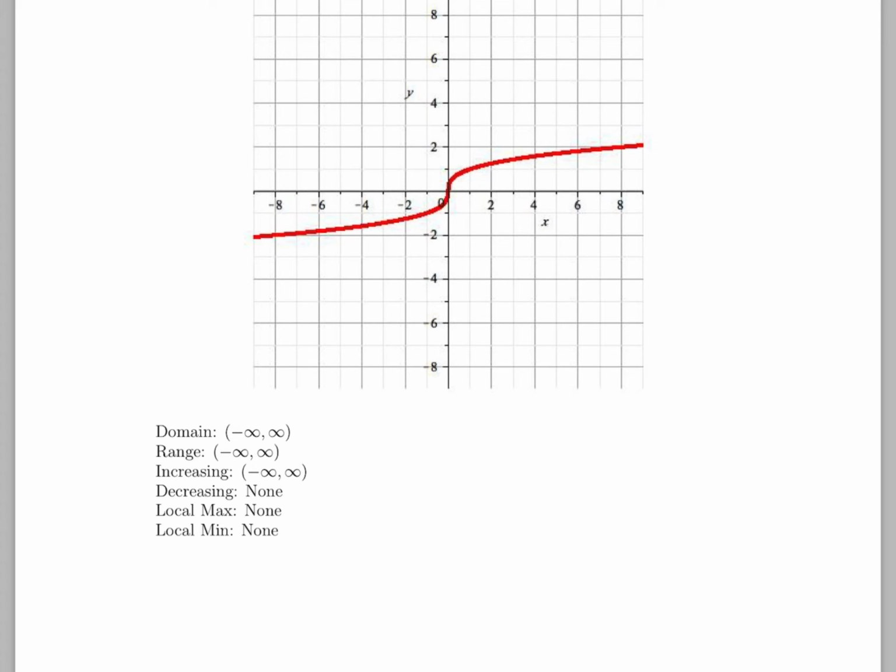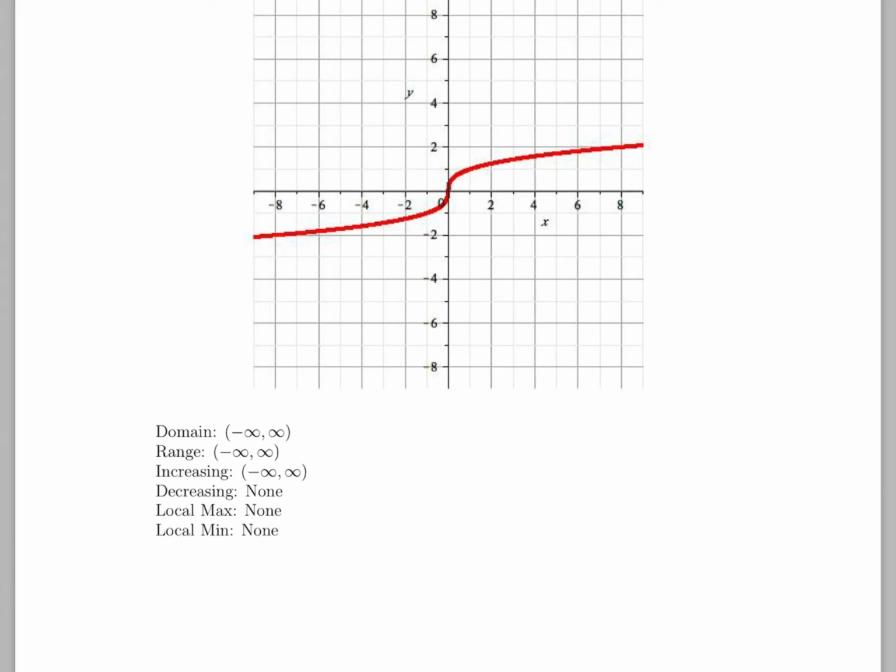Next, I'm going to look at the cube root graph. So y is equal to the cube root of x. What does that look like? And this is the graph that we get. Its domain is all real numbers. I can cube root negative and positive numbers. So my domain is all real numbers.